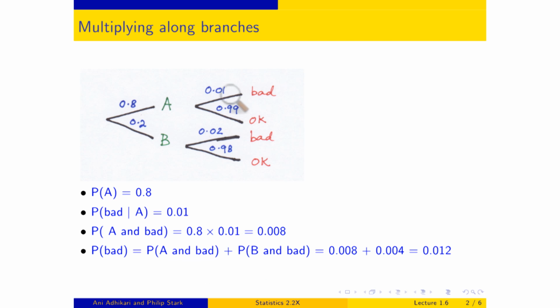And we know how to compute each of these individual chances. We just multiply along the appropriate branch. So 0.8 times 0.01, that's the first branch. 0.2 times 0.02, and that's the second branch. Add up, and that's the chance that that object is bad. These are just proportions. We're just working with proportions. You're looking at the total proportion bad, and you're breaking it up according to which machine it came from. That's all.